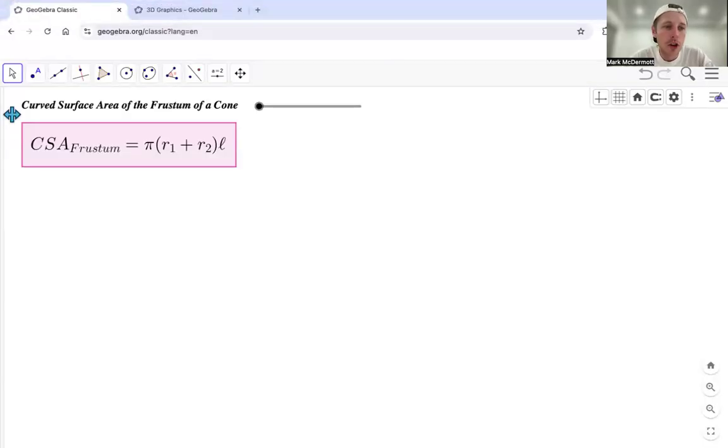We're going to look at what's called the curved surface area of a frustum of a cone. So this is what it is. The curved surface area of a frustum is pi multiplied by R1 plus R2 multiplied by L. And you're probably wondering, what on earth is a frustum?